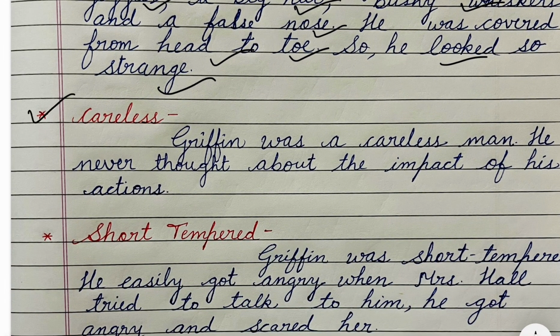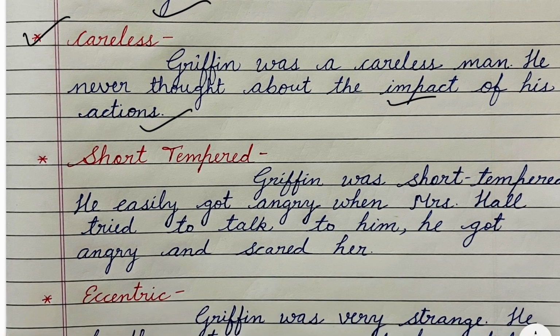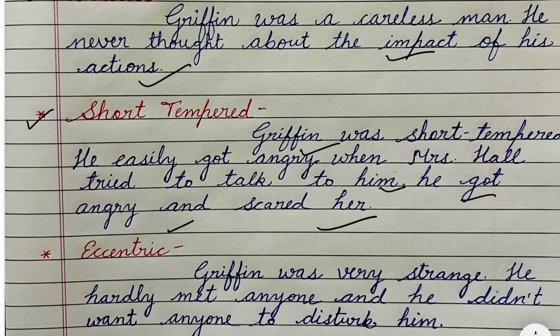Next is careless. Griffin was a careless man. He never thought about the impact of his actions. Next point is short tempered. Griffin was a short tempered person. He easily got angry when Mrs. Hall tried to talk to him. He got angry and scared her.